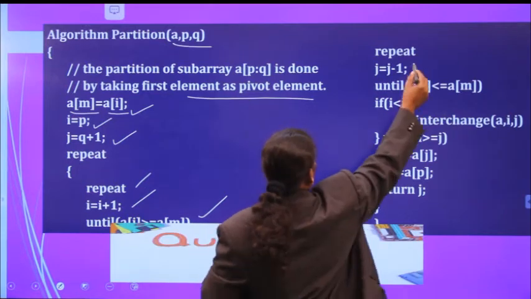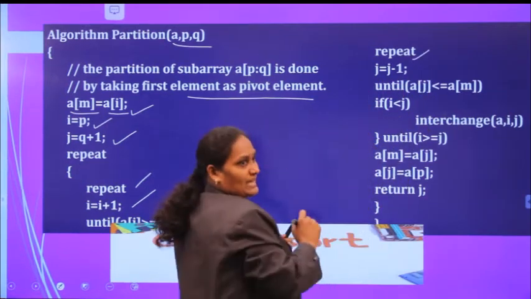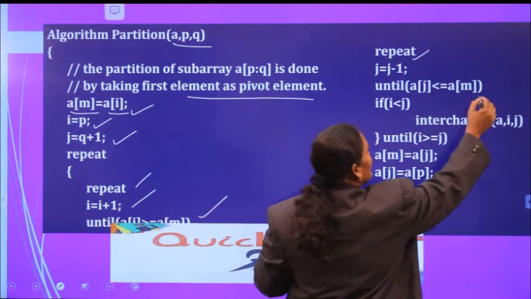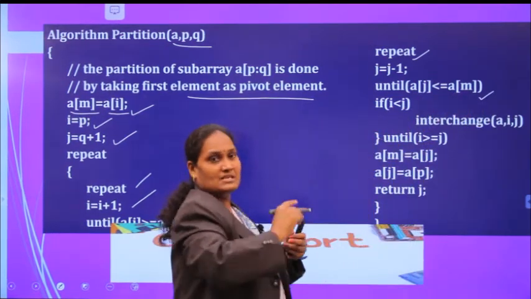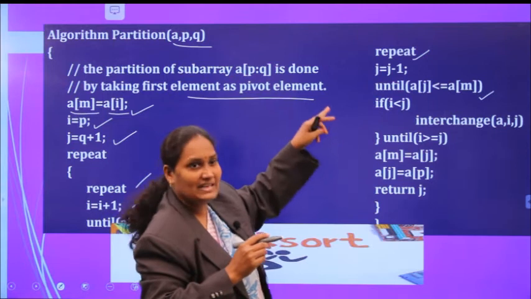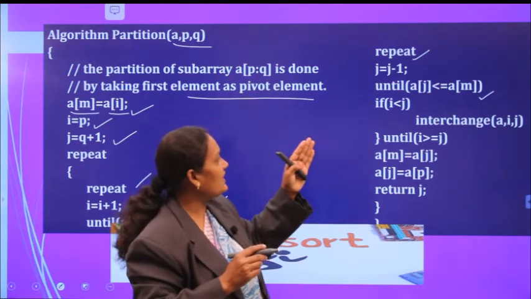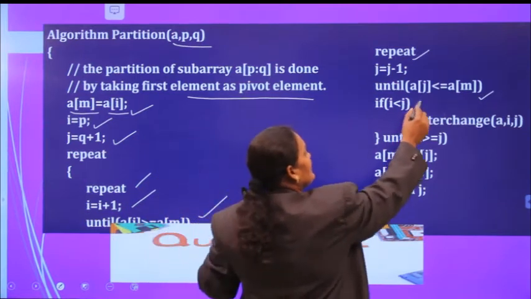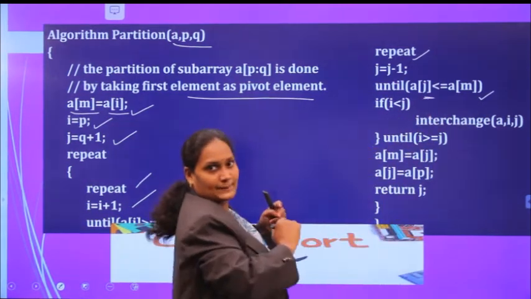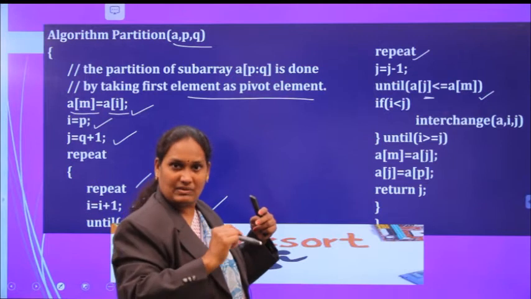Okay. In the same way, repeat J is equal to J minus 1 until A of J is less than or equal to A of M. So what are we doing? We are decrementing the J value, that is, from the right side we are decrementing. We are going to find the element which is less than the pivot element.